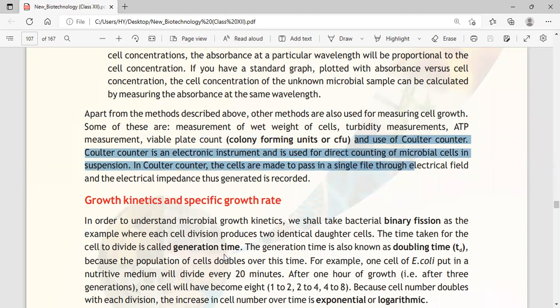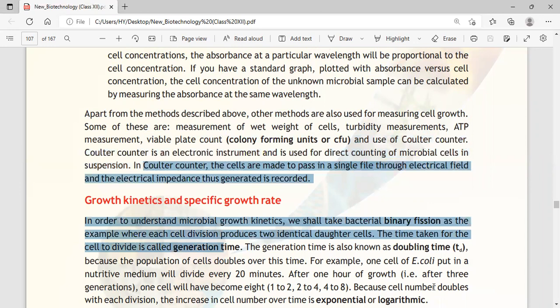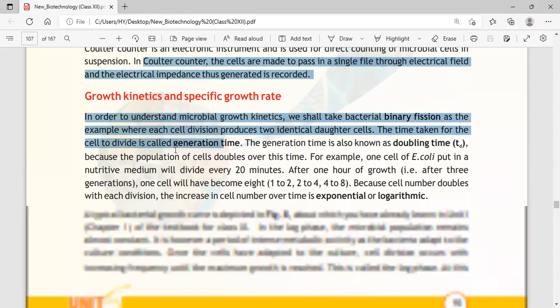In a Coulter counter, the cells are made to pass in a single file through an electrical field and the electrical impedance thus generated is recorded.